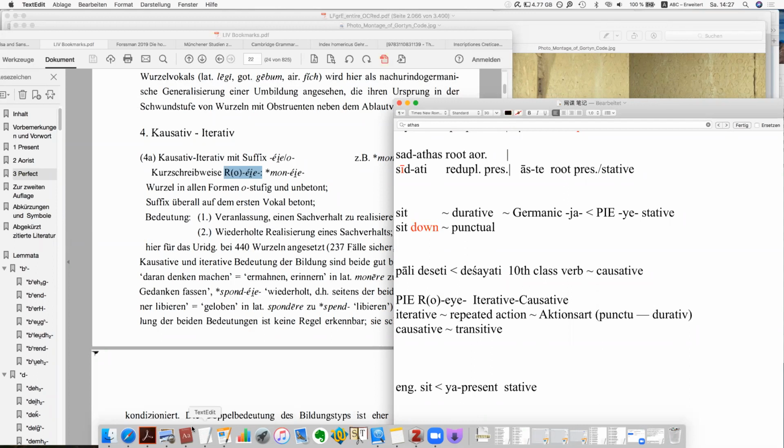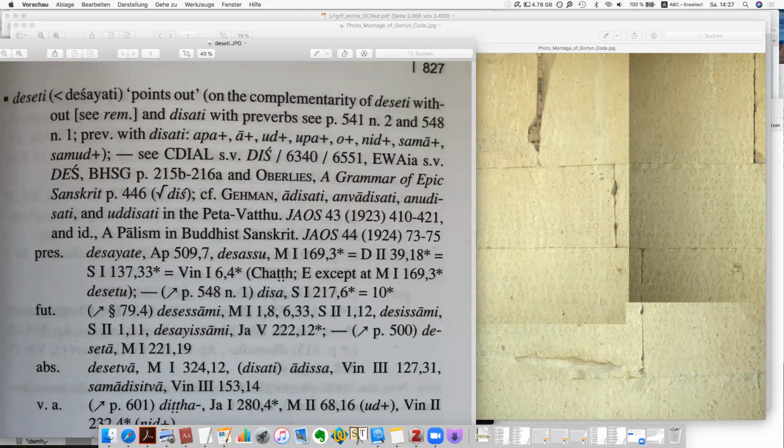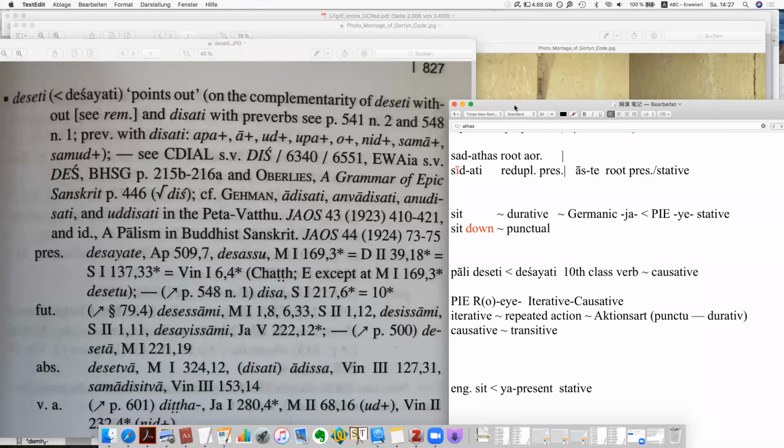And let's go back to the case of density. In the case of density, there's very interesting information here. If you use density, you can use density alone. It's pretty common, right? But if you use the simple verb, it is not causative, it is iterative. So this is a repeated action of showing, pointing out something. Teaching is actually a repeated action, right? It's not a causative action.